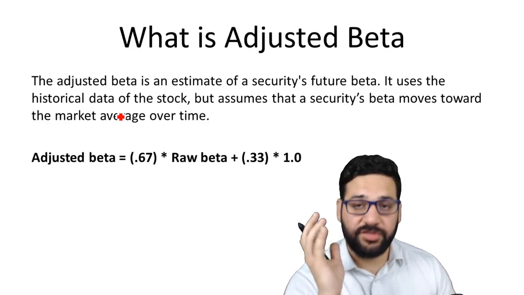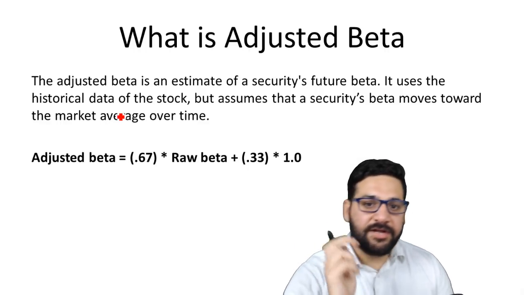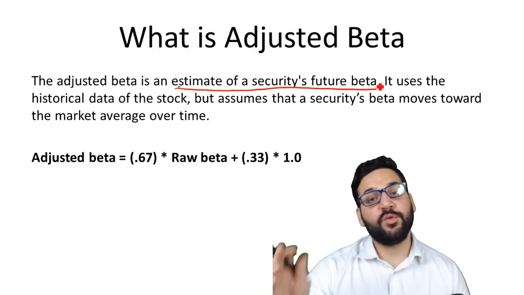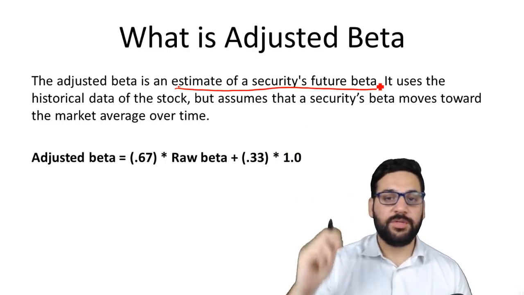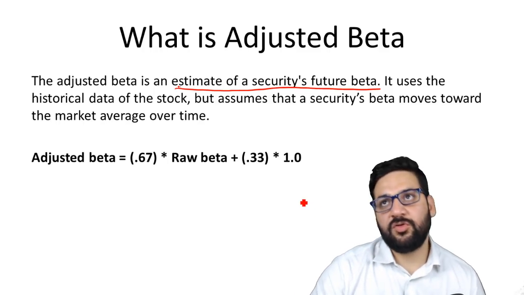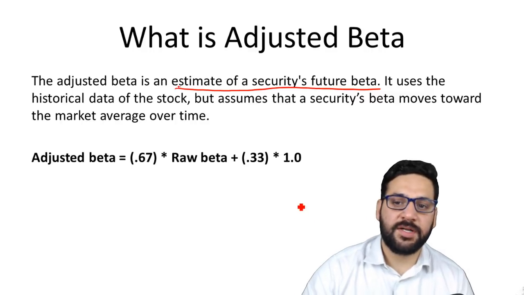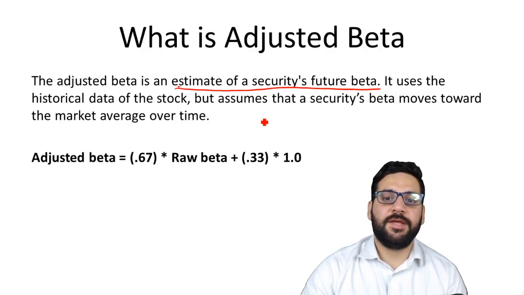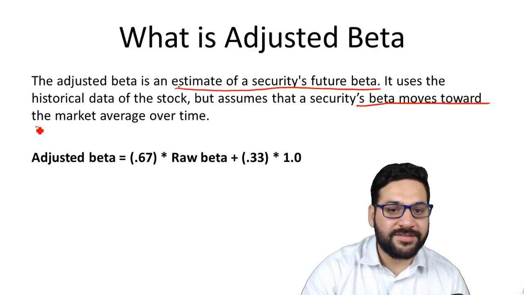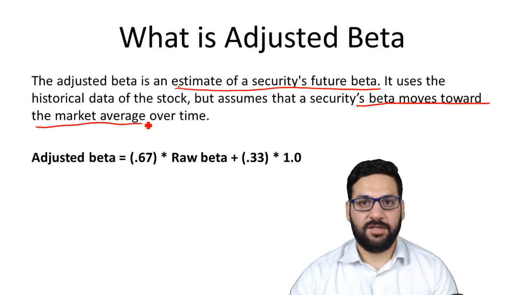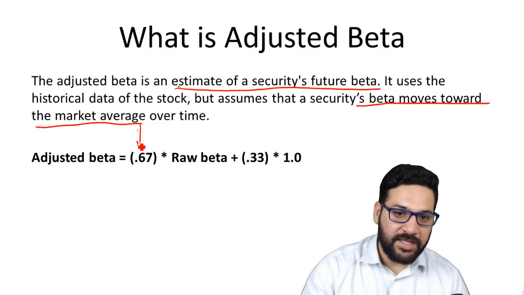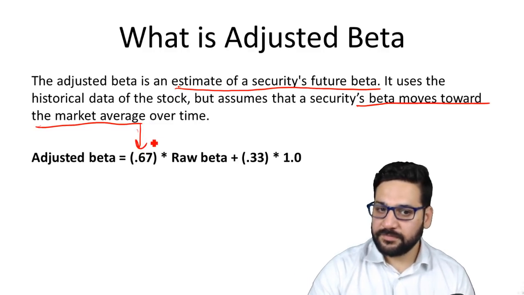What is adjusted beta? Adjusted beta is the estimate of a security's future beta. What will the beta be in the future? Are you getting it? In the future, a security's beta is going to move towards the market average. What is the market average? The market average is 1. So we are taking 0.65.